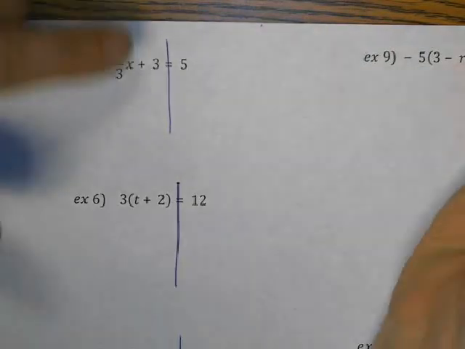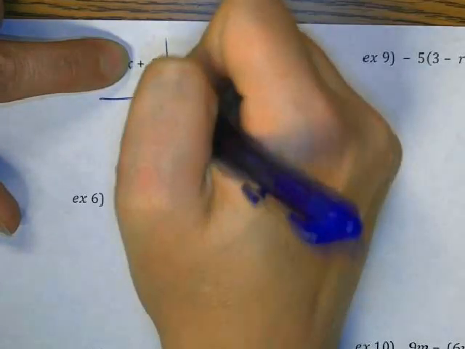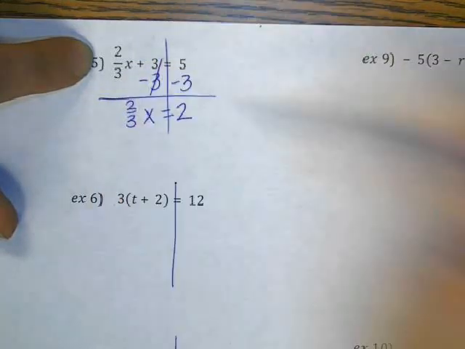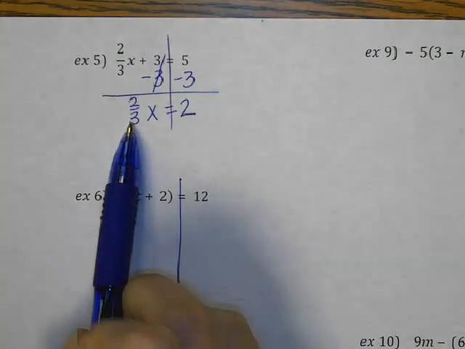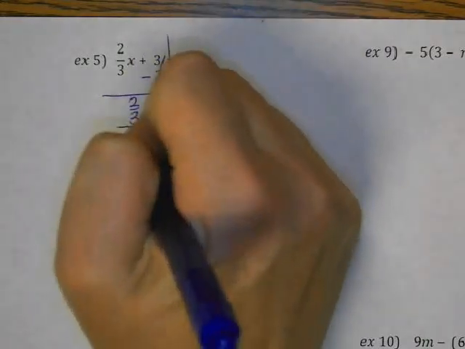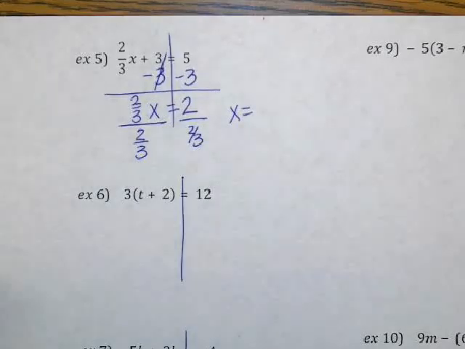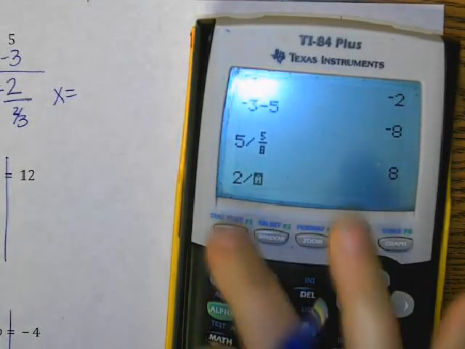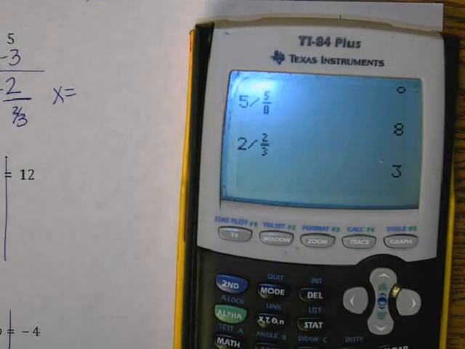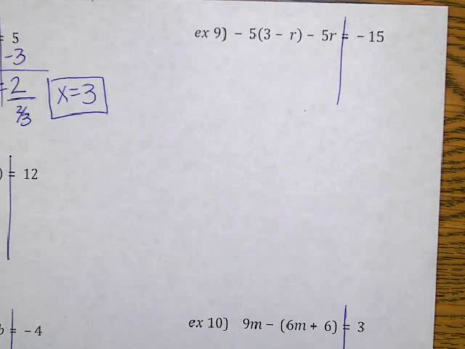Okay, so cover up the x. So I have to subtract 3 from both sides. So this becomes 2 on this side and 2/3 x on this side. Remember, to solve it with the fraction in front, that's multiplication, I'm going to divide by that fraction. On my calculator, I do 2 divided by 2/3, and that gets me 3. So on this problem, x equals 3.